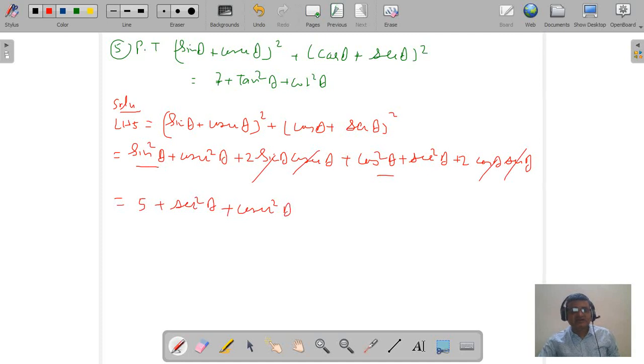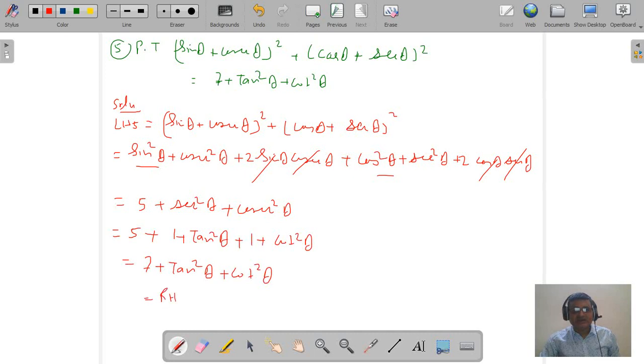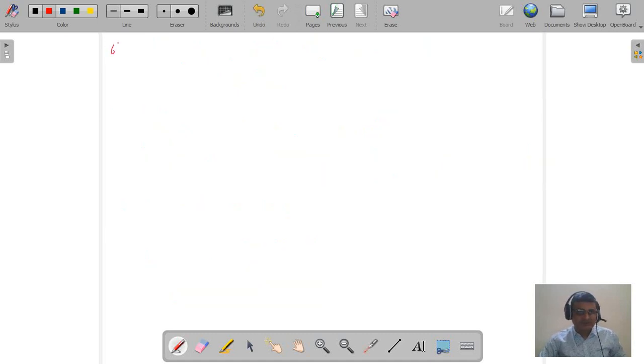plus cosec square theta. So this is equal to 5 plus 1 plus tan square theta plus 1 plus cot square theta, which is equal to 7 plus tan square theta plus cot square theta, which is the right hand side. So hence proved. It's a very good question, and you have to solve this question using the trigonometrical identities. Now we are moving to next question. It's a very important question.